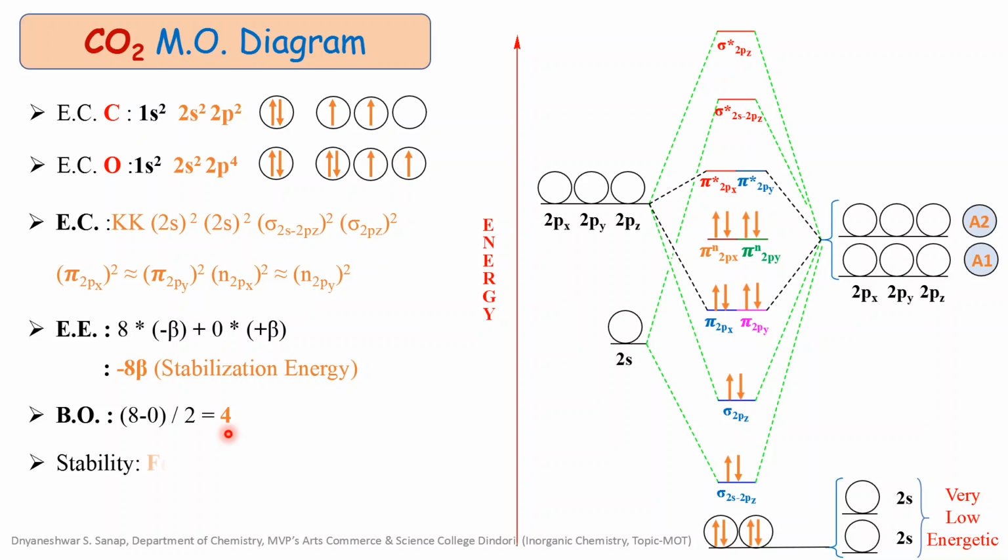The next important point is stability. On the basis of energy and bond order, we conclude that there is formation of carbon-oxygen bonds, which results in the formation of the CO2 molecule. The next part is magnetic property. Basically, all electrons in the CO2 molecule are paired, and that's why the CO2 molecule is diamagnetic in nature.